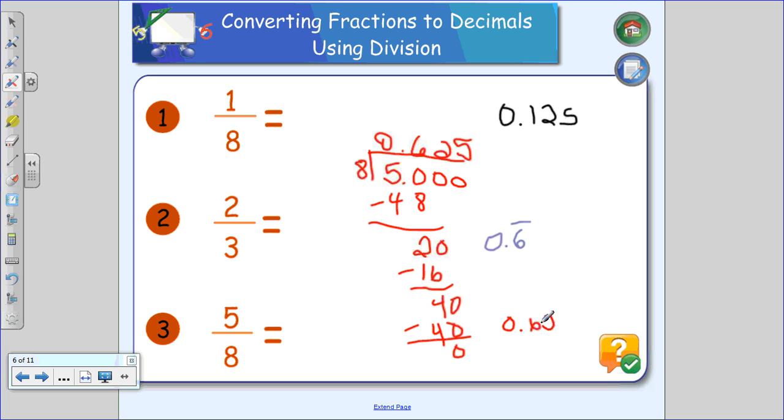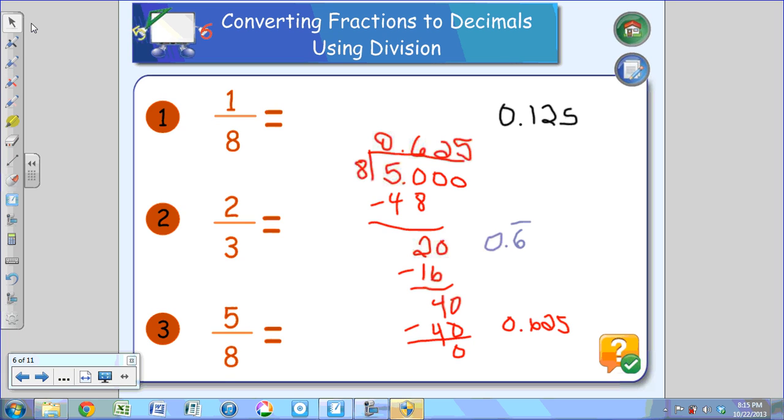So the most important thing to remember when you're changing these fractions into decimals is just to be very careful with your dividing. Make sure you get those decimals put in and that you line all your numbers up because you don't want to get your decimal point in the wrong place.